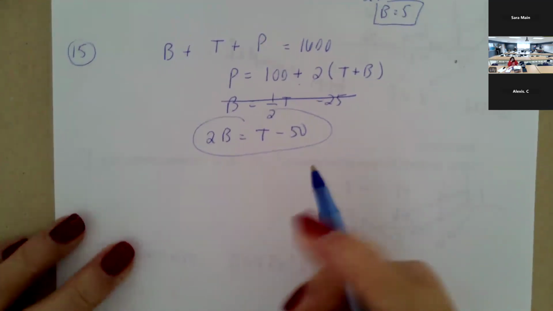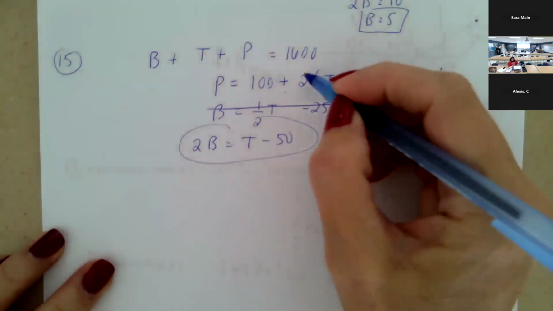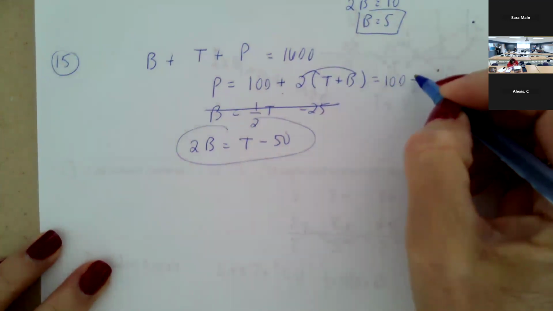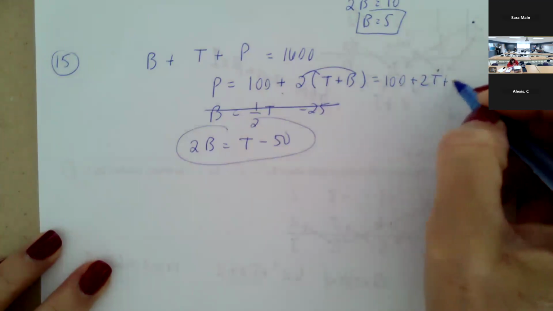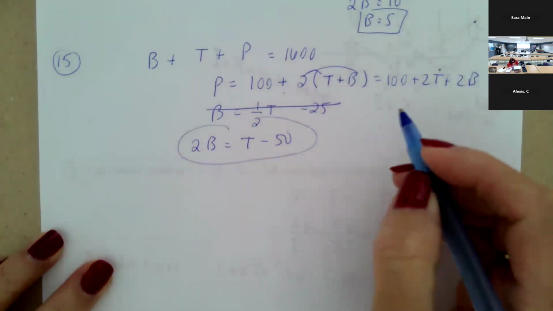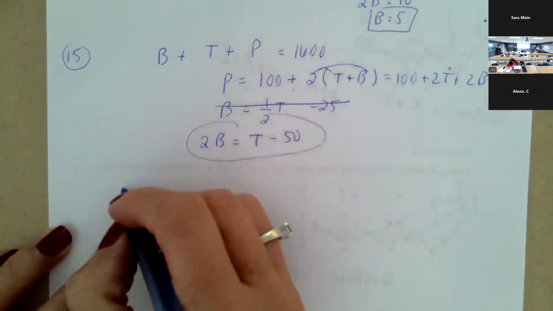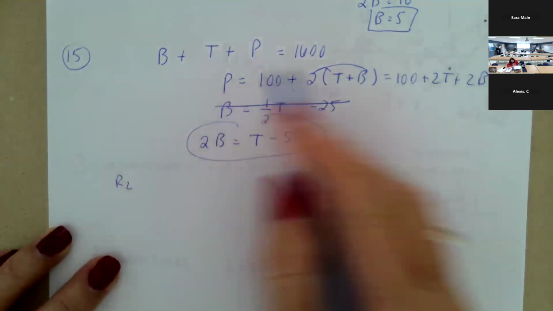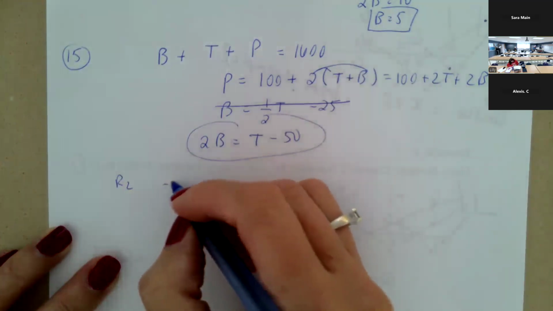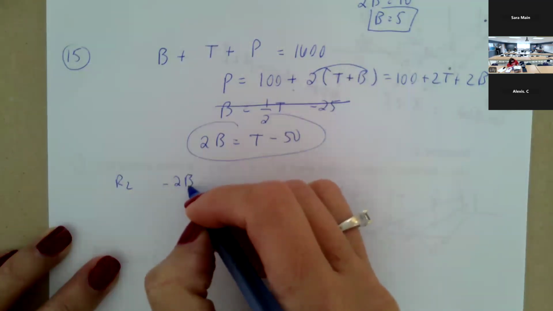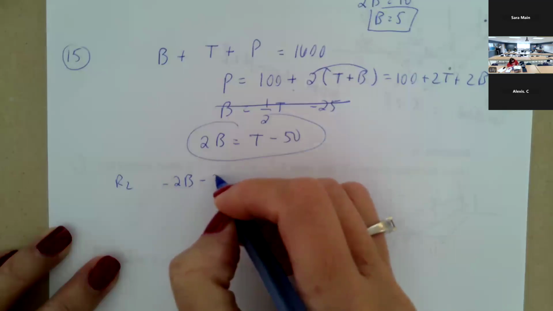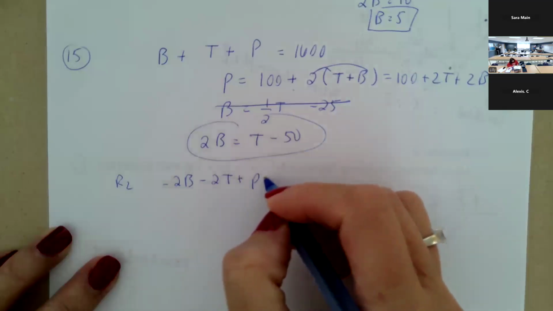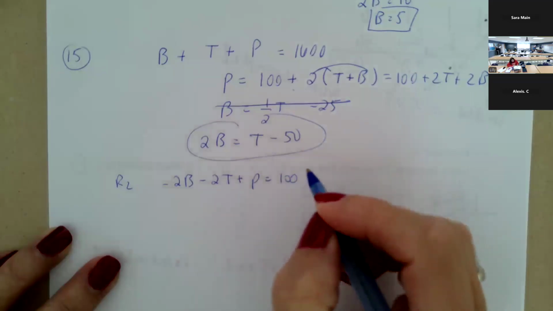I am going to distribute this 2. So that's 100 plus 2T plus 2B. I'm going to rewrite row 2 with the variables on one side. So I have -2B minus 2T plus P equals 100.